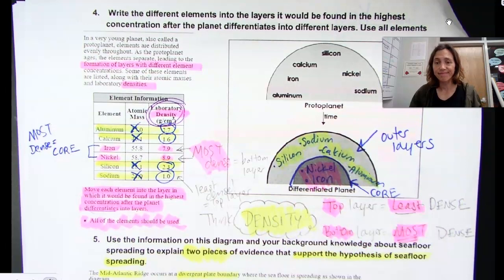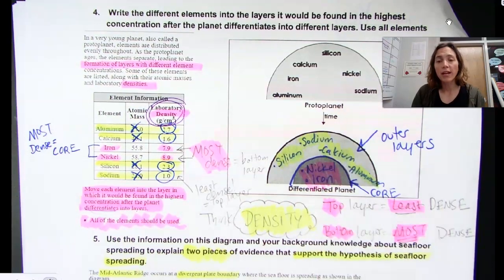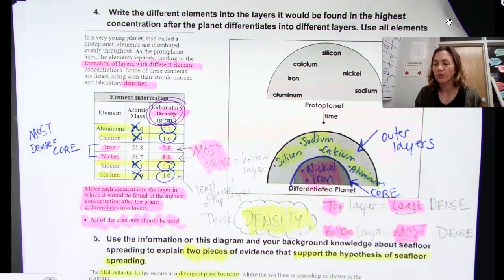And that's it. This protoplanet means when our planet was really, really hot and we didn't have layers because things were all melted together, but as it cooled and materials solidified, they formed layers. So that's it. I hope that was feeling a little bit more familiar. Don't let these words confuse you. It's just asking you about density. Most dense materials are going to be in the bottom layers, the center of our planet. Least dense materials are on the outer layers.